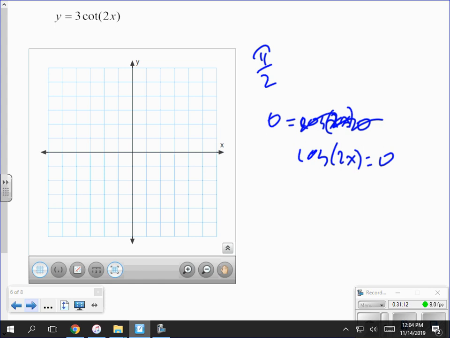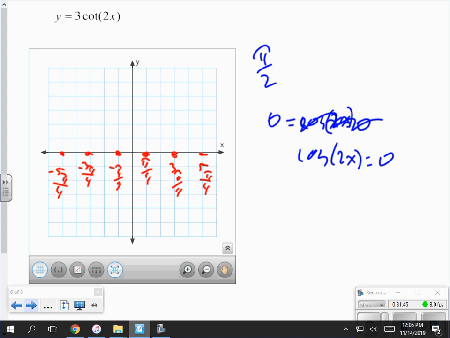So I'm going to make this pi over 4 here. I have a 0 at 3 pi over 4. I have a 0 at 5 pi over 4. If I work my way backwards, I have one at negative pi over 4. I have another one here at negative 3 pi over 4. And another 0 at negative 5 pi over 4. Those are where my zeros are.